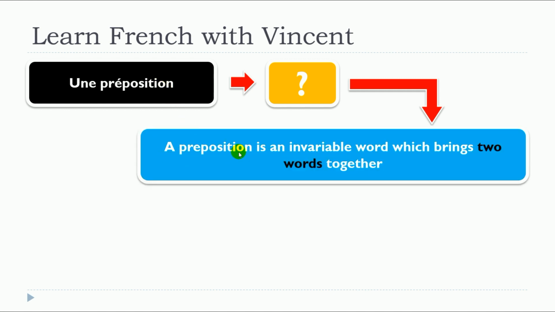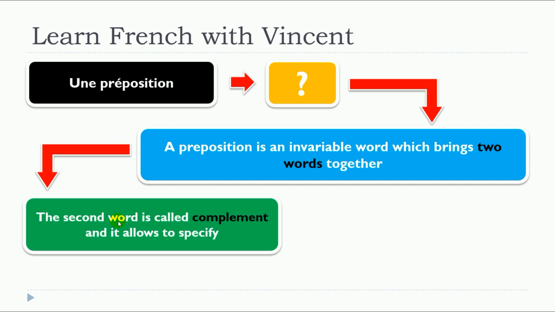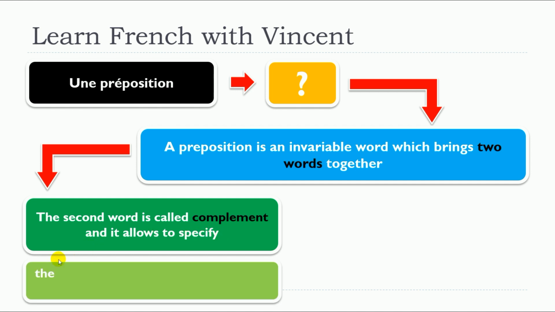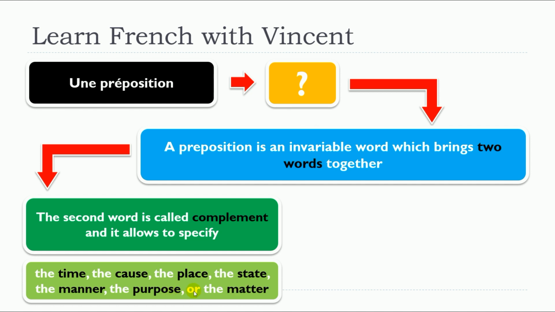Well, a preposition is an invariable word which brings two words together. The second word is called complement, and it allows to specify the time, the cause, the place, the state, the manner, the purpose, or the matter.